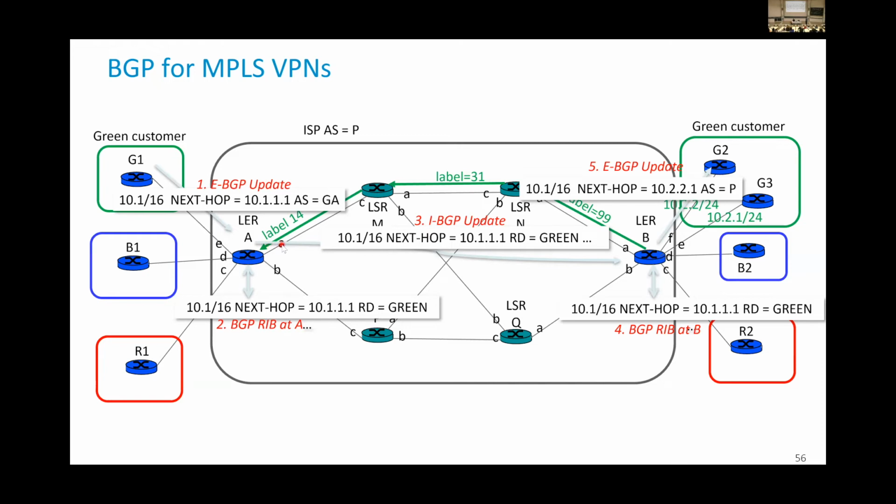Then A will send an iBGP update to B, because B is also a BGP router. Here. And through the BGP mesh, A will send, here is the best route I have to this destination. This destination, here, is the combination of the IP prefix and the route distinguisher. B will accept it, presumably. So B will accept this and put it in its RIB here. It knows now there is a 10.1/16 with next hop 10.1.1.1 and route distinguisher green.